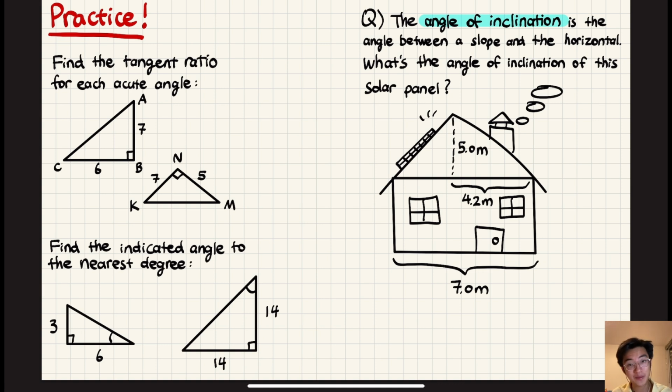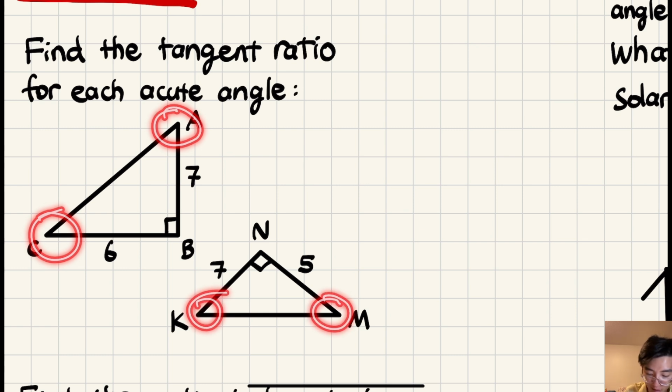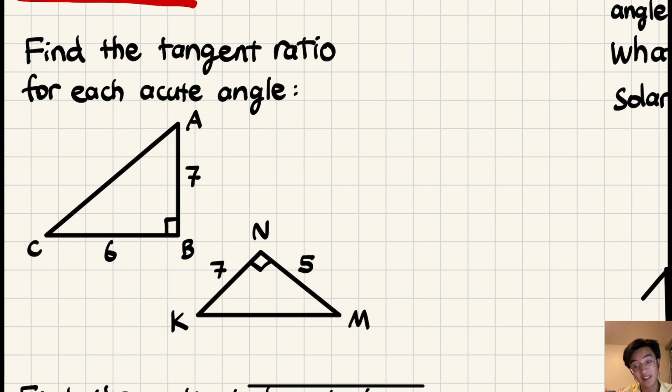Alright, hope you got some time to practice this, and let's go through them quickly. For the first question here, we want the tangent ratio of each acute angle. And of course, we have both of them right here, C and A, and K and M. All those angles are acute because they are less than 90 degrees. So now all we have to do is, looking at the question, we do not need the angle yet, we just need the ratio.